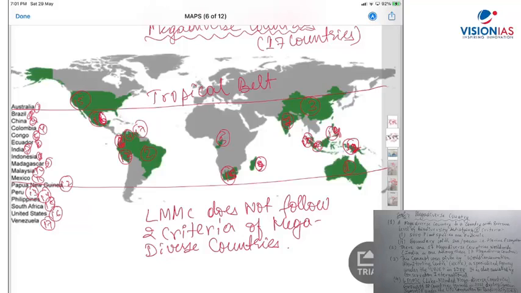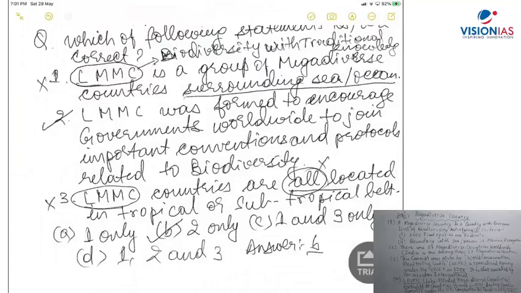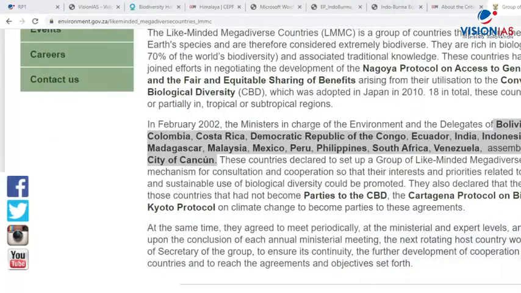Okay, Giridhar Ramrao Chauhan has asked about an LMMC country which is not in the tropical area. So let me go back here. Just one second. LMMC countries are all located in tropics and subtropics. Good, very good. Yes, Giridhar, you are very correct. If you take the LMMC here, see, Bolivia is also tropical, Colombia is also tropical, Costa Rica is also tropical.